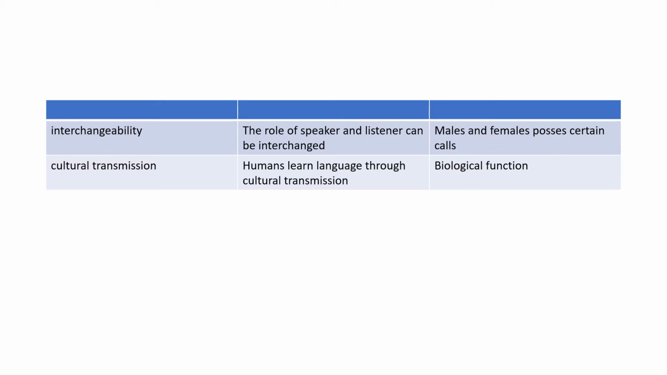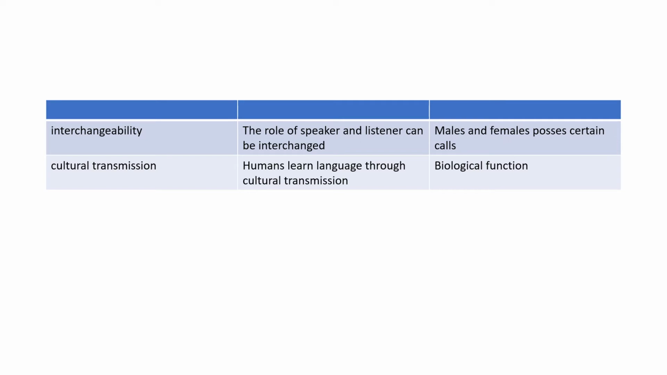If we take the example of birds, we all know what happens during the mating time. Certain birds have certain calls. For example, the cuckoo bird. When the female bird is laying eggs, the male bird produces a variety of sounds to attract other birds, so that the cuckoo can lay its egg in the crow's nest. That was just an example. Males and female animals possess certain calls. Other than that, there is no interchanging of speaker and listener.